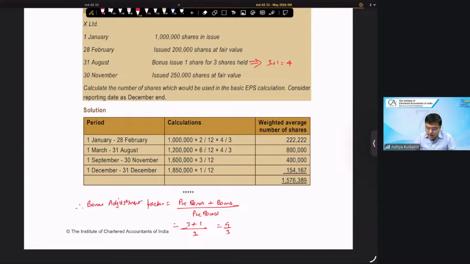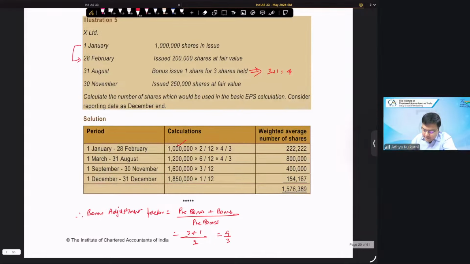Yes. So now let us try to understand how that works. See, 1st January to 28th February. This is a period of 2 months. Yes or no? So for these 2 months, I had how many shares? 10 lakh shares in issue. Correct? So 10 lakh into 2 by 12. This is proportion for time multiplied by the bonus adjustment factor of 4 by 3. Are we able to understand this?